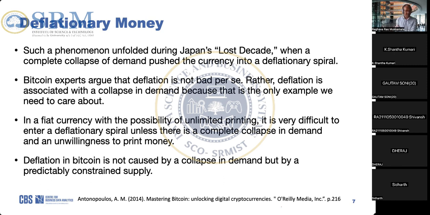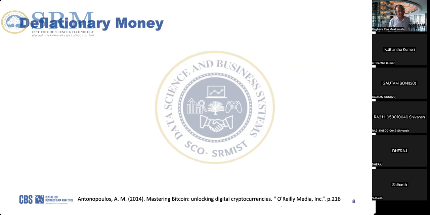But deflation in Bitcoin is not caused by a collapse in demand. On the other hand, it is caused by a predictable, constrained supply. The number of Bitcoins you can produce is limited. So that's why the price of Bitcoin is increasing, or you can say the purchasing power of Bitcoin is increasing, because there is growing demand for the coins. But the number of coins you can produce is very constrained by these rules.